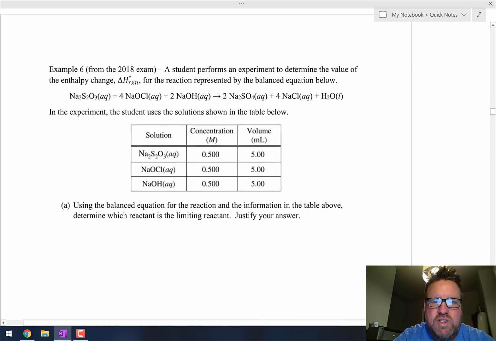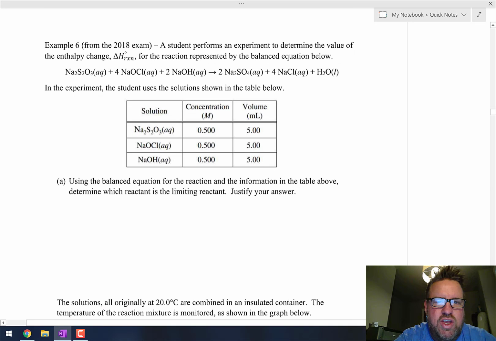Okay, let's go ahead and look at example 6. A student performs an experiment to determine the value of the enthalpy change for the reaction represented by the balanced equation below. We've got 3 different solutions, reactants 1, 2, 3. Using the balanced equation for the reaction and the information in the table above, determine which reactant is the limiting reactant.